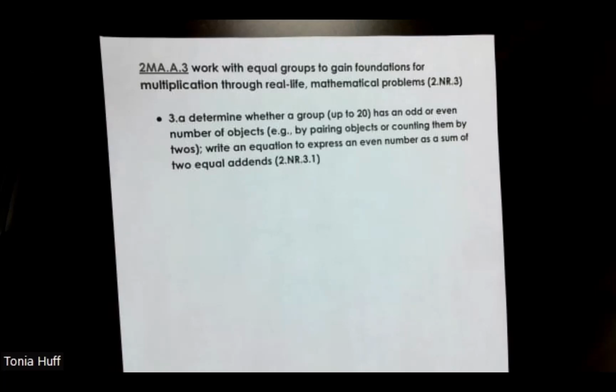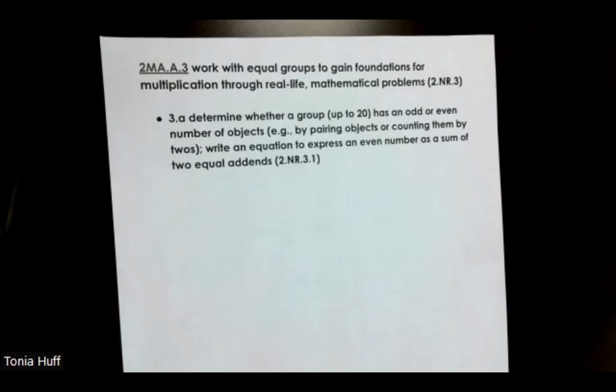Students will determine whether a group of objects is odd or even. The groups of objects will be limited to 20. This is a manageable number for teachers to model and for students to work with as well. Keeping the number small allows students to focus on the strategies without barriers related to the magnitude of numbers.